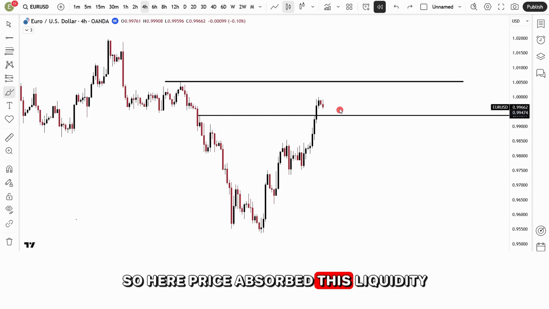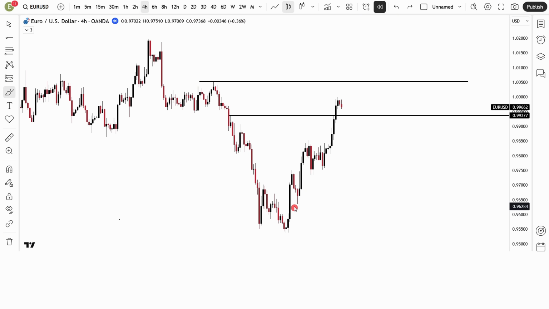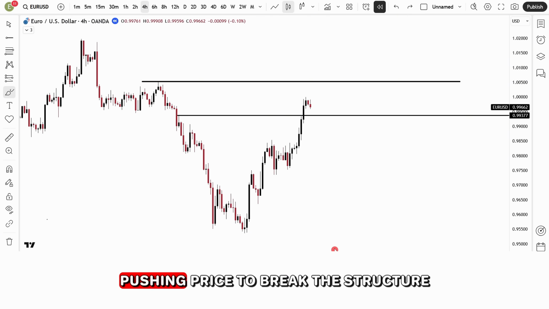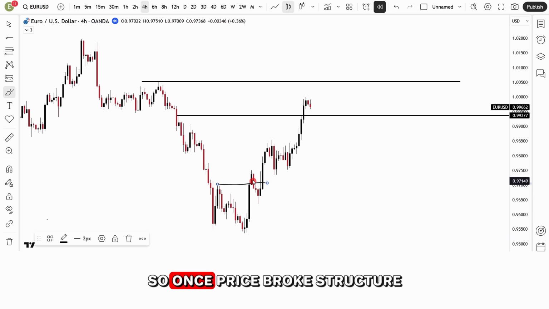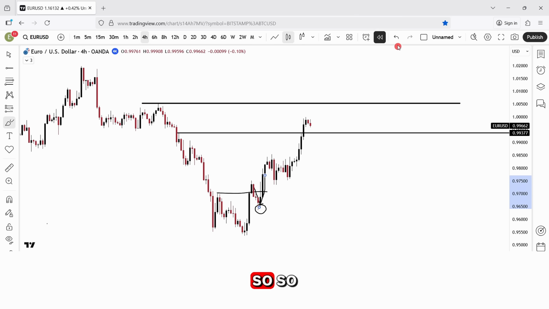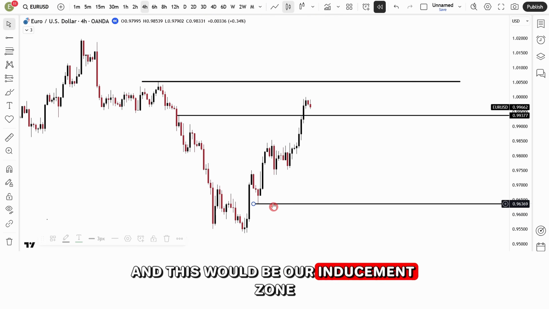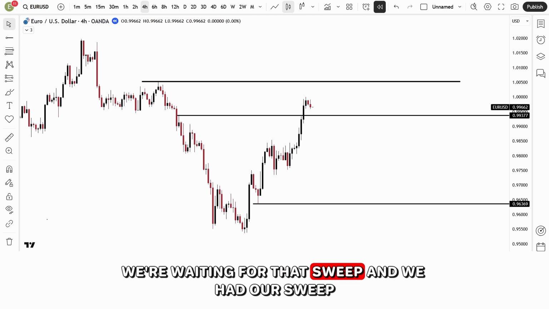So here, price absorbed this liquidity, and we could potentially head for a sweep. And while we're at it, let's look at this major swing right here. We didn't have anything pushing price to break the structure, but we have a structural confirmation. Once price broke structure, price came back and grabbed more internal liquidity to push up. So this tells us that this would be a level of liquidity, and this would be our inducement zone. While we're still here, we're waiting for that sweep. And we had our sweep.